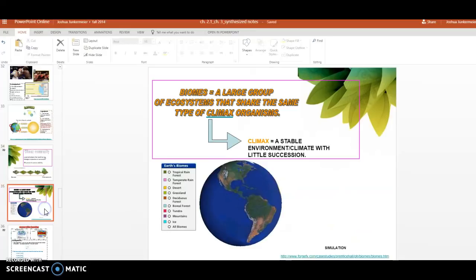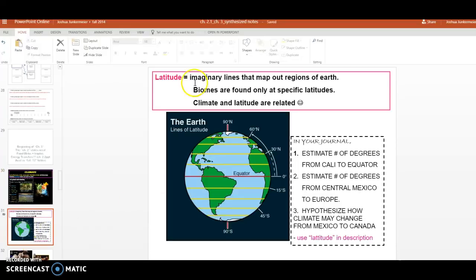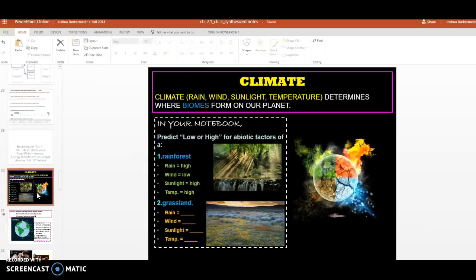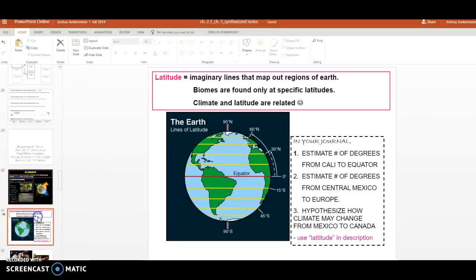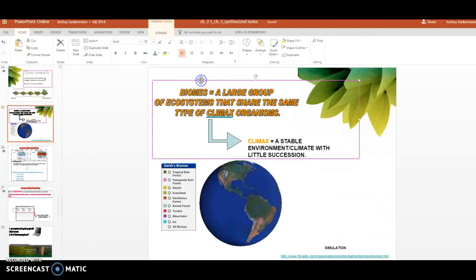We have a new definition. So I want us to get the definition for biomes. We used the word biomes earlier. We used the word biomes in our definition for climate. And we used the word biome when we were describing latitude. So we said biomes are found only at specific latitudes. So we're talking about it with climate because biomes have specific rain, wind, sunlight, and temperatures. And we also find biomes at certain latitudes. Remember these degree lines. So we finally, on slide 35, have the official definition for biomes.